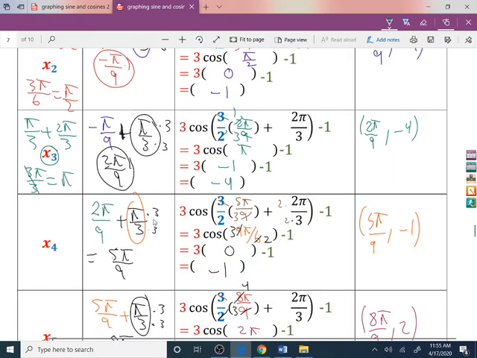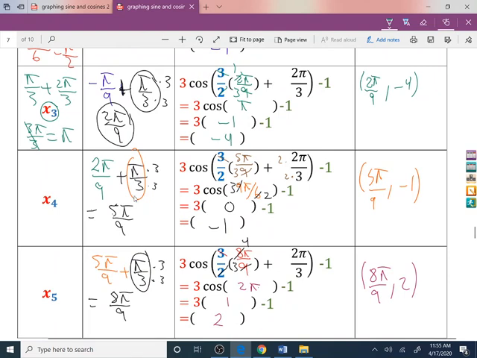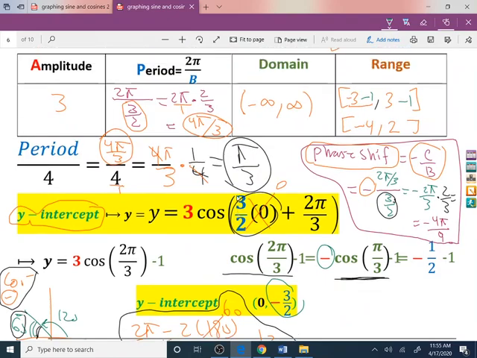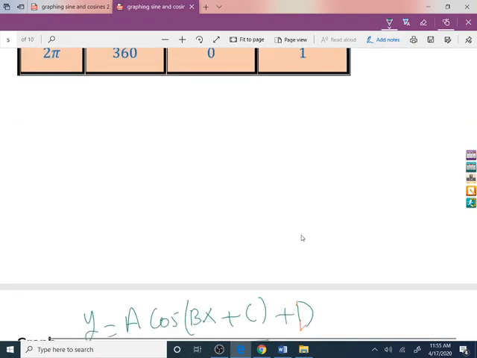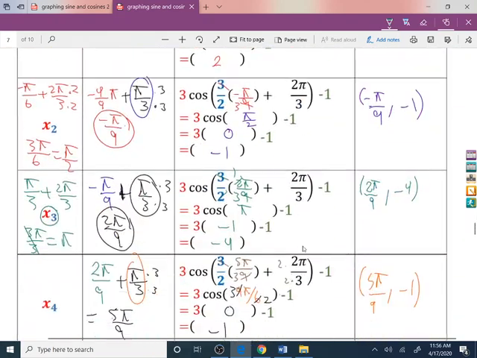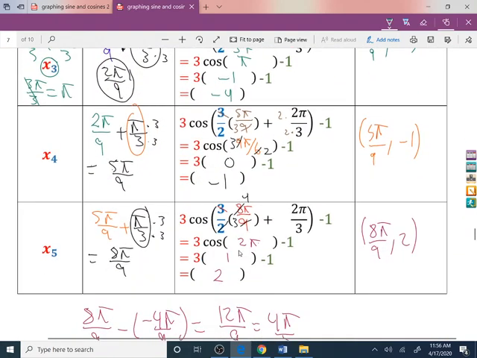Okay, one more. 2 pi over 9 plus pi over 3. Times 3, 5 pi over 9. Look here, 3 cancels with the 3, this 9. Then 5 pi over 6. 5 pi plus 4 pi is 9 pi over 6. 3 pi over 2. Cosine 3 pi over 2 is 0. Then 0, 3 times 0, negative 1. The last point I need, 5 pi over 9 plus pi over 3, 8 pi over 9.